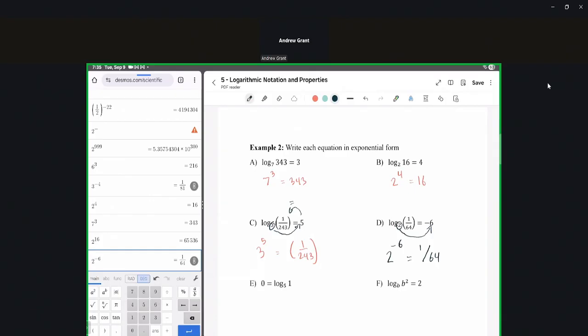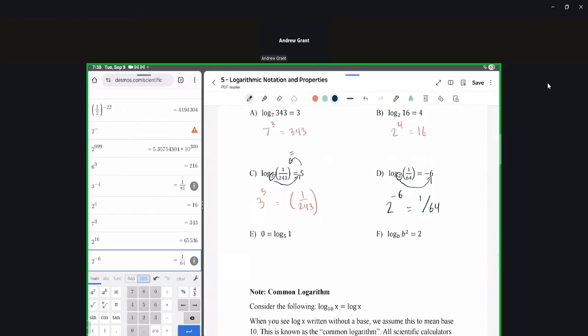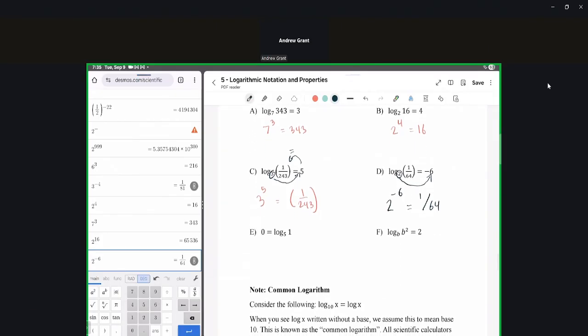Okay. Question letter E. What about 0 is equal to log base 5 of 1? Well, the first thing I see right away is the base is 5 to the exponent. And so this will be 5 to the power of 0 is equal to 1, which we know is the case. That's the exponent 0 that we studied in the first lesson.